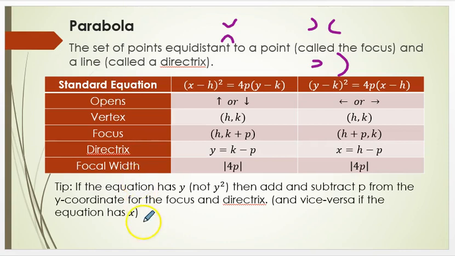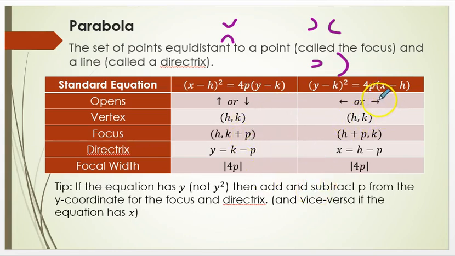Now, I did try to give you some tips down here at the bottom, just to help you make sense of what you're doing, from labeling these values to determining which equation you have. What I like to do is focus on which one has the x squared or has y to the first power. If you have y to the first power, then you're going to be adding and subtracting the p number from the y coordinate. So focus on what's being raised to the first power. If it's y to the first power, add and subtract p from that.